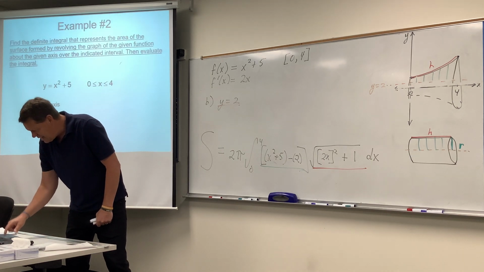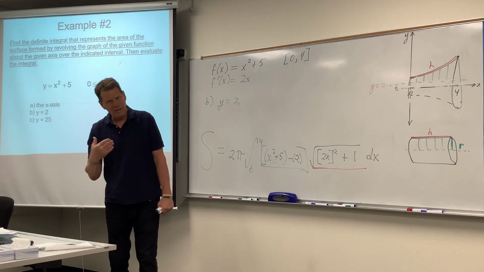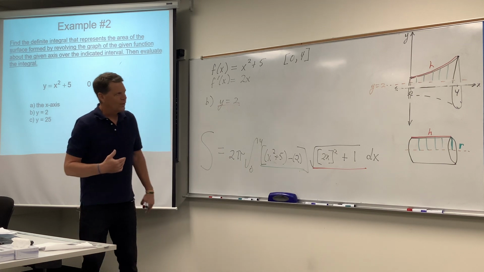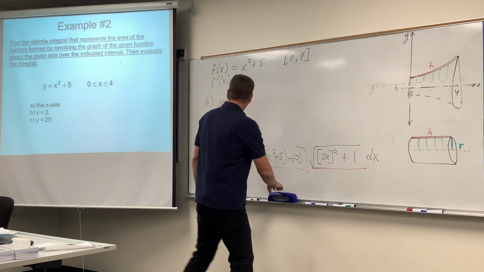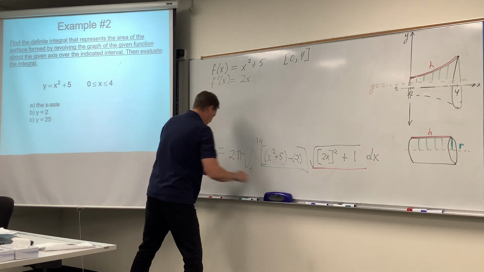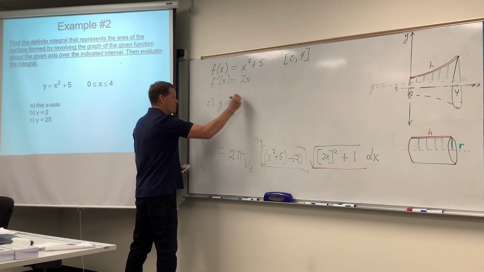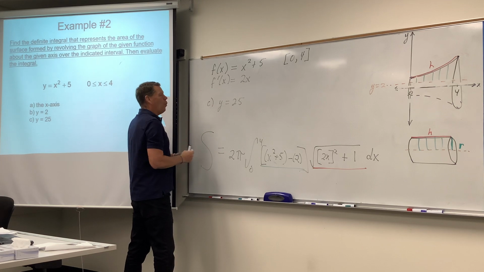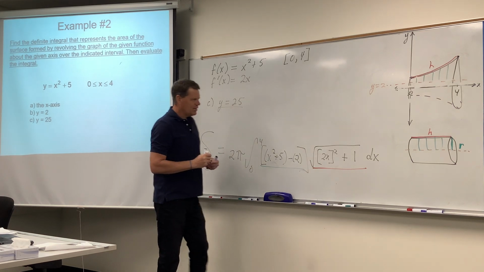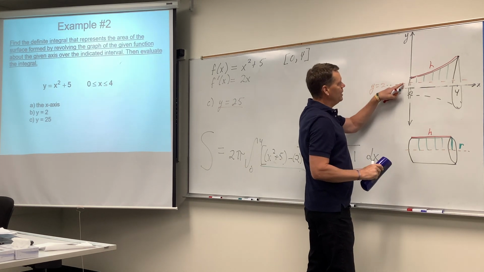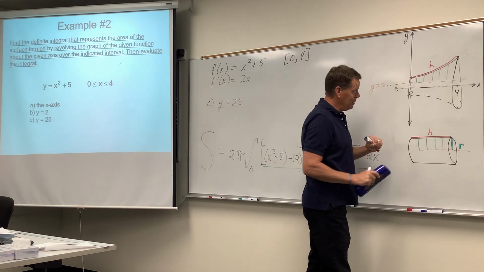we'll do part C, and then we'll hit pause and come back and do D, E, F, because they're going to be a little bit different. Y equals 25, axis of revolution. All right. Well, all right, we've seen this before, I believe. What you'll notice this time is that the axis of revolution, and this is going to change the picture around quite a bit, instead of being below the curve, it's above it this time, isn't it?